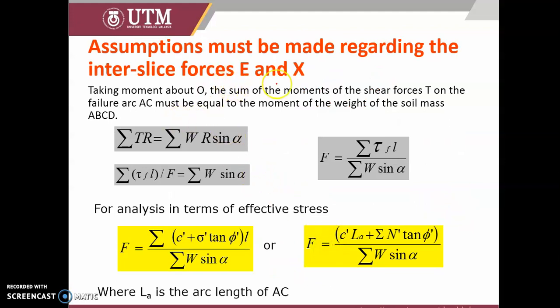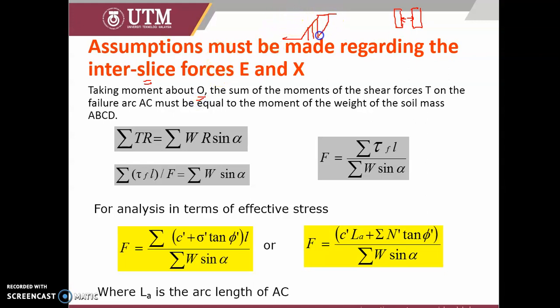In order to make it easier for us to solve the problems, some assumptions must be made. Interslice means when we have a lot of slices, between one slice and another slice. Sometimes we assume the E here and the E here are similar. Sometimes, so it depends on the method that we choose. So for here, taking moment about the O.